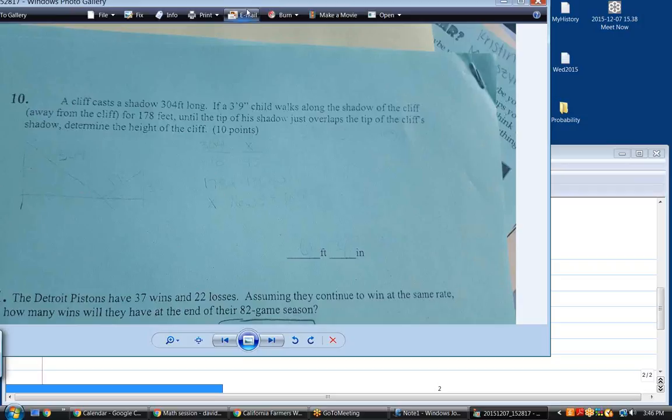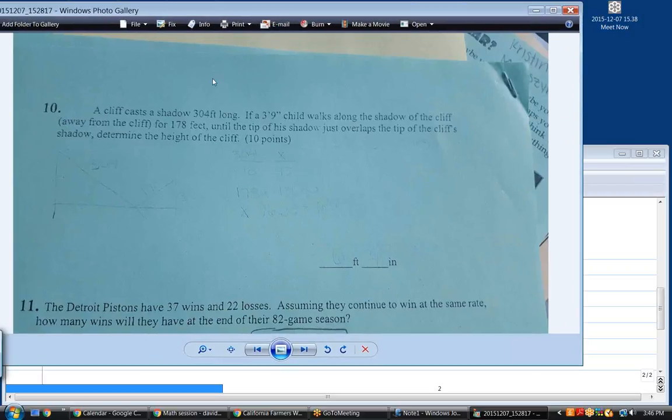All right, oh no. Is there a second one here or not? Is 11 on this? Let's do 11, even if it isn't.